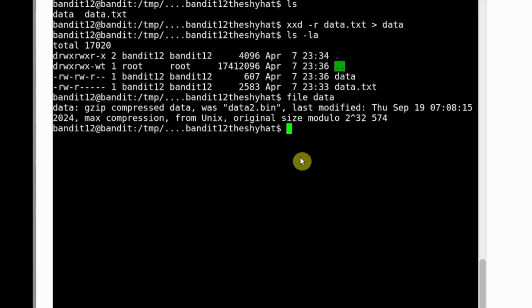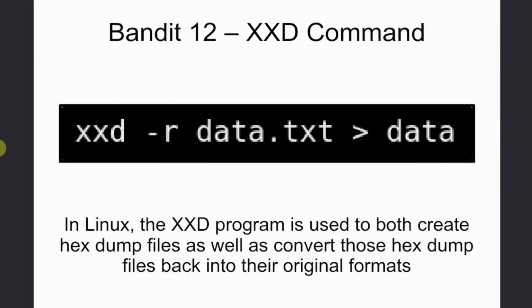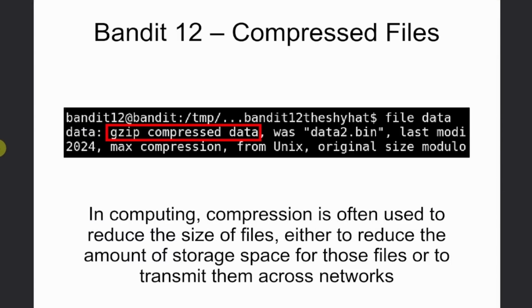So we're talking about compressed files in this level of Bandit. Let's talk about what that means. So in Bandit level 12, we're also talking about compressed files. In computing, compression is often used to reduce the size of files, either to reduce the amount of storage space for those files or to transmit them across networks. So there's one reason why you're often going to download a file and the file will be compressed.